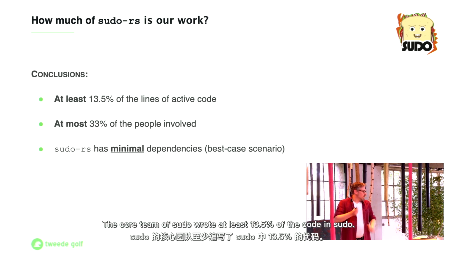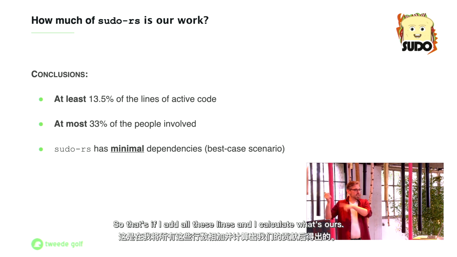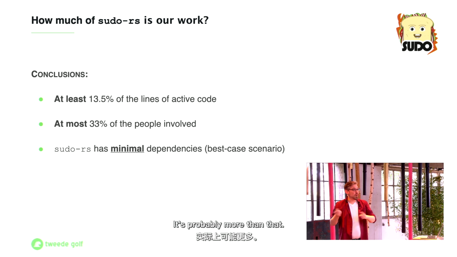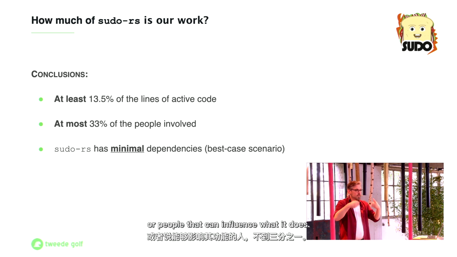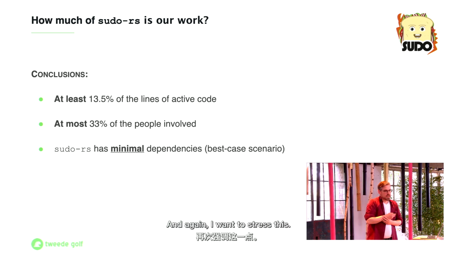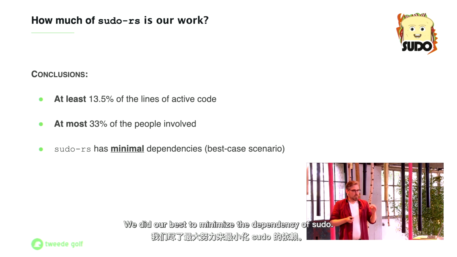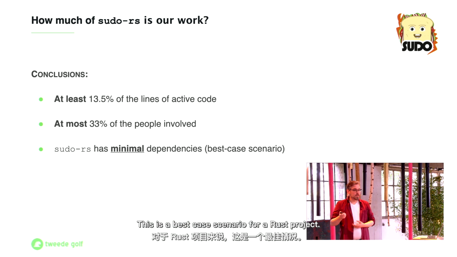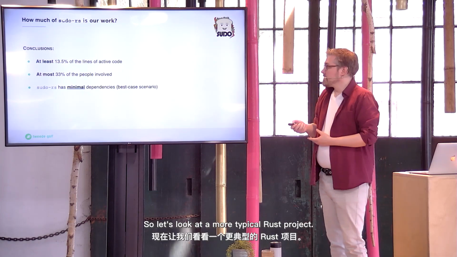Conclusions. The core team of sudo wrote at least 13.5% of the code in sudo. That's if I add all these lines and I calculate what's ours. It's probably more than that. But we are less than 1/3 of the developers of sudo, or people that can influence what it does. And again, I want to stress this. We have a blog out there. We did our best to minimize the dependencies of sudo. So this is a best case scenario for a Rust project. Like, people will be proud of us.